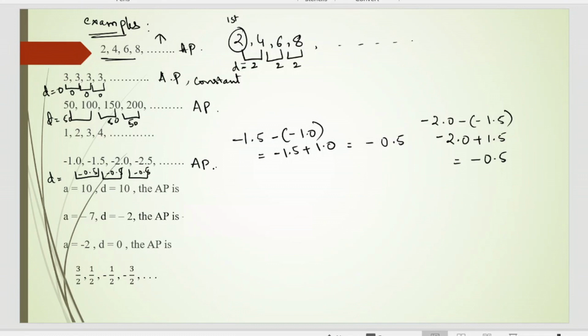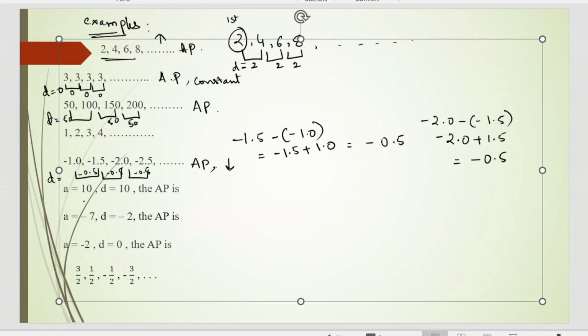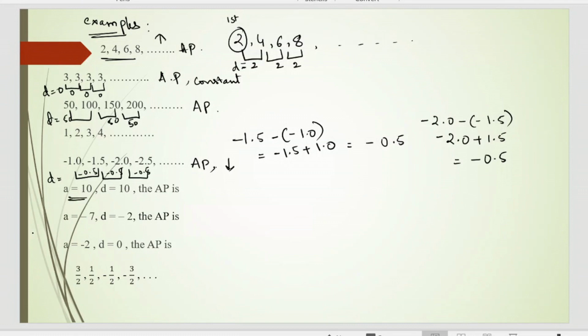And what kind of AP is it? It is a decreasing AP. You can see a decreasing AP here. Clear? Now see here, they have given A equals 10 and D equals 10. Now we need to find an AP.